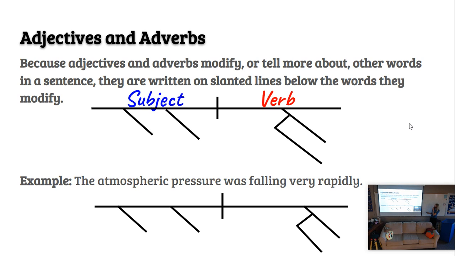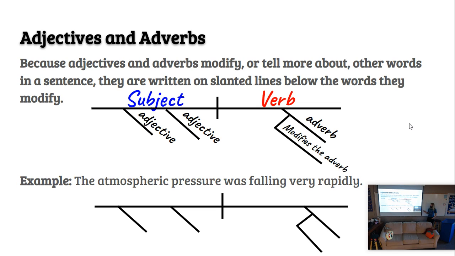Okay, so take a look at this. This is just a sample diagram of what it could look like. So obviously we still have our subject and our verb on that main line that's separated with our vertical, right? Now underneath the subject, you're going to have adjectives. So any modifiers of the subject are adjectives. They go on slanted lines under the subject.